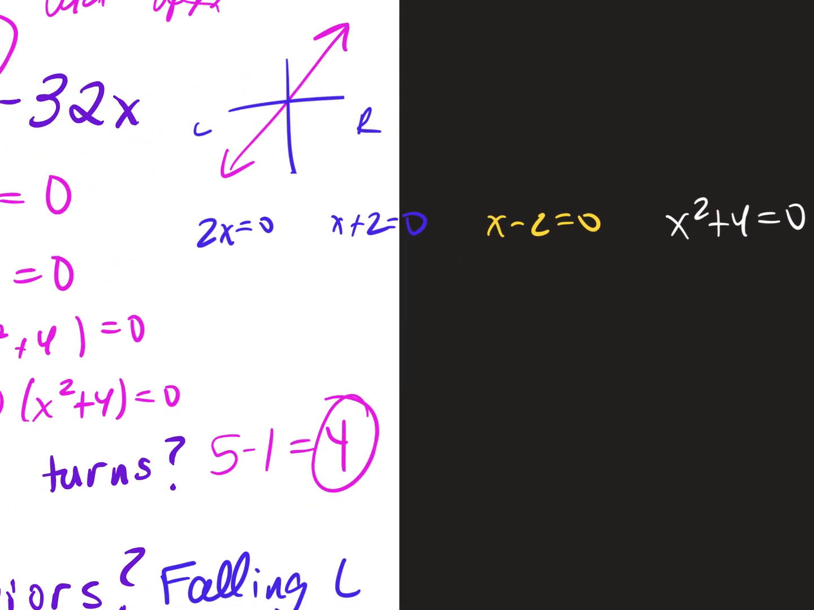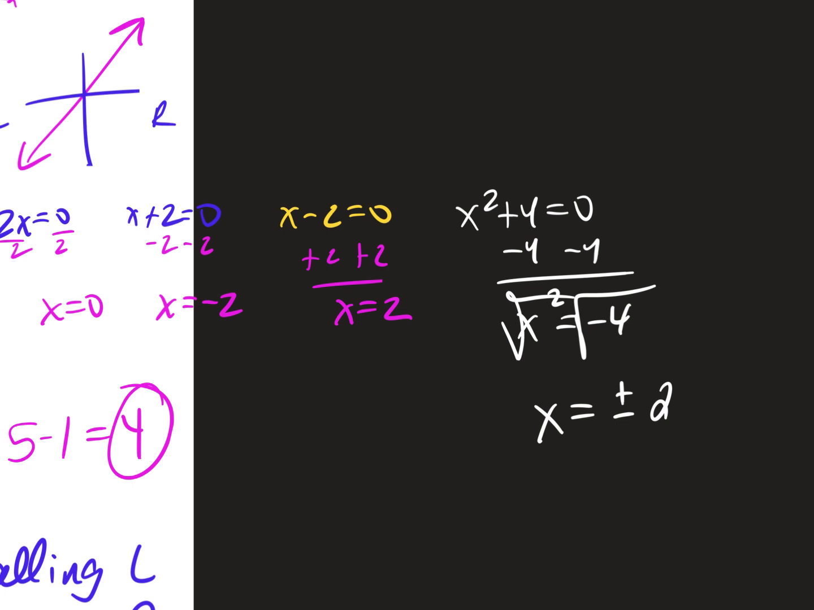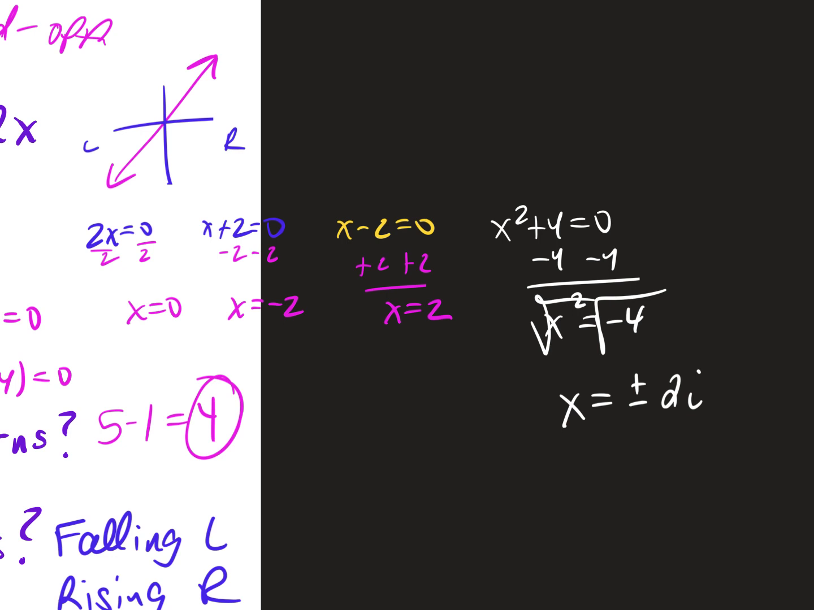Guys, at the very beginning, the highest exponent was 5. How many zeros do we have? 5. Okay, so divide this by 2, and you get x equals 0. Agreed? Perfect. Minus 2 here, so x equals negative 2. Plus 2 here, x equals positive 2. Solve this. I'm going to subtract 4 from both sides to get x squared equals negative 4. Take the square root. What's x equal? Plus or minus 2i, good. Do I have 5 solutions here? I sure do.